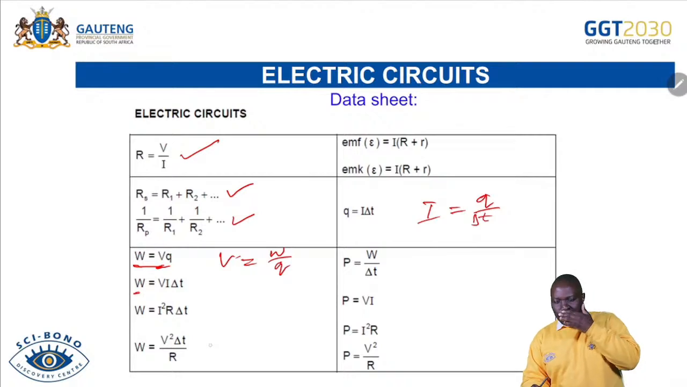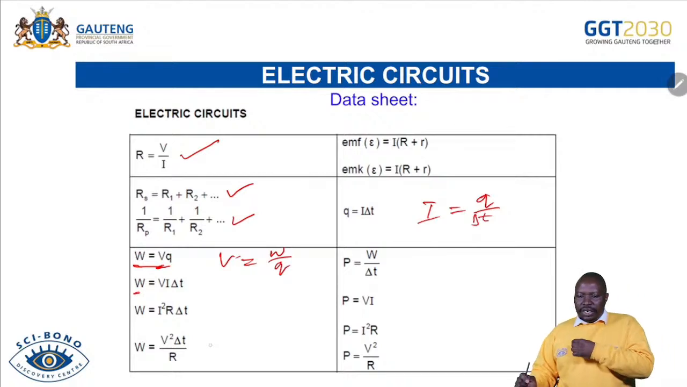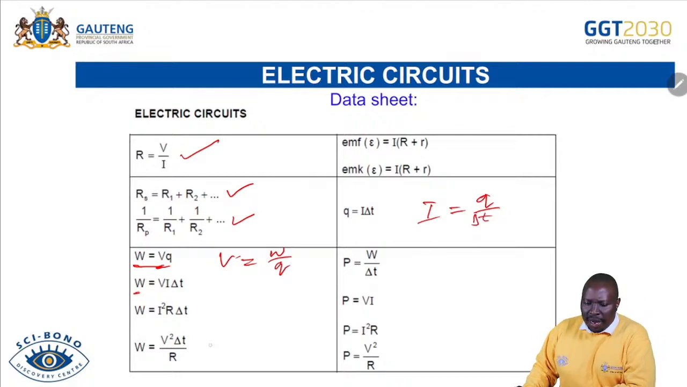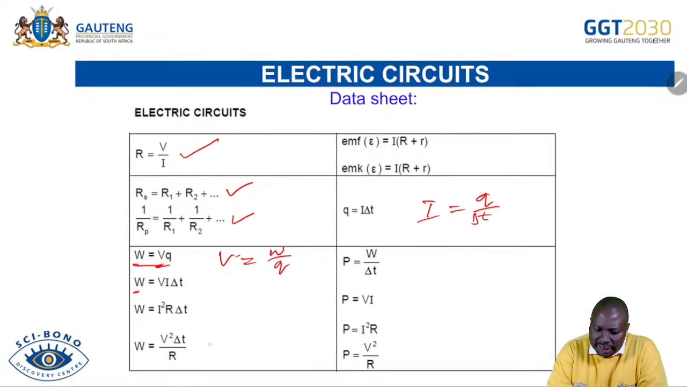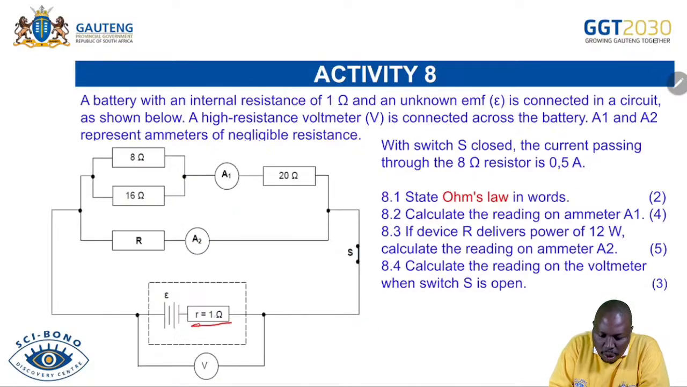Let's look at this activity. I'm calling it activity 8. Look at it. It says a battery with an internal resistance. Remember, all the time we've been saying internal resistance is not there. Now it is there. We are saying a battery with internal resistance. You can see our battery there. The internal resistance is 1 ohm.